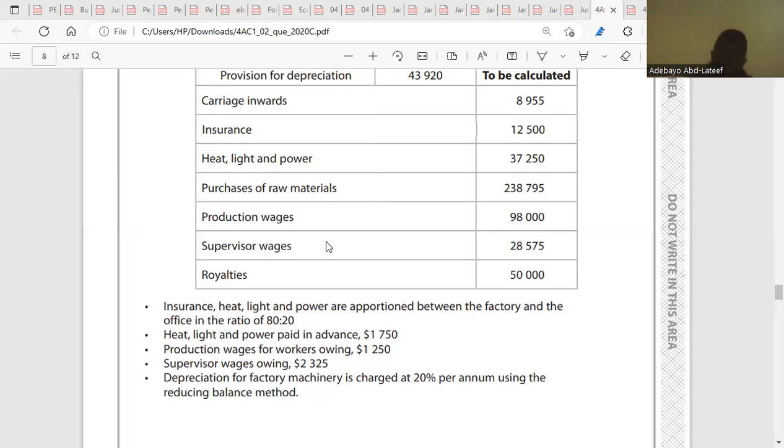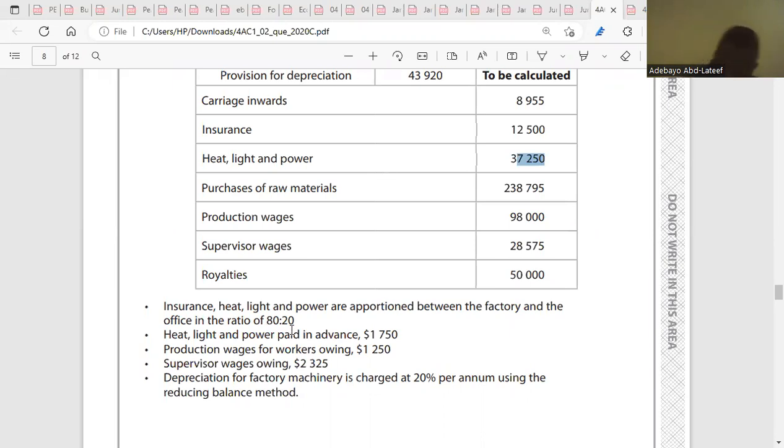Yes. Then the next thing we have is heat, light, and power. For heat, light, and power, the total is 37,250, right? This is here. 37,250. Can you find it? Yeah. Hold on, please. Okay. So for heat, light, and power, we have 37,250.